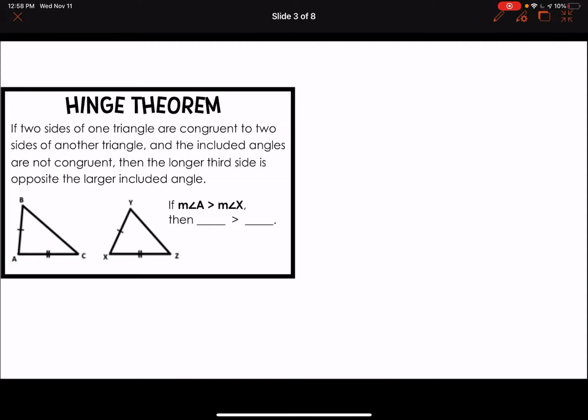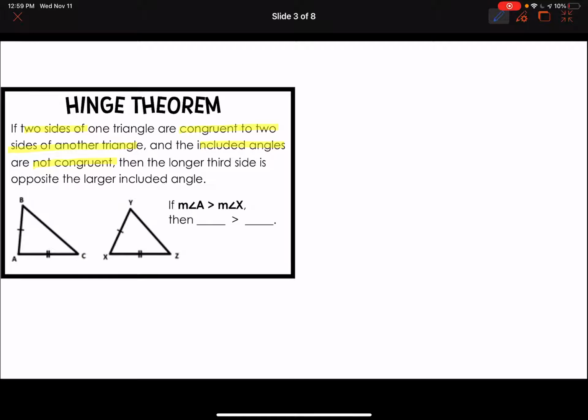So this is saying that if two sides of one triangle are congruent to two sides of another, so that has to be there. It's part of your hypothesis, and it's a necessary requirement for you to apply the Hinge theorem. And then the included angles are not congruent. Then the longer third side is going to be opposite the larger included angle. Pretty much, it's two triangles using the side length and angle measure theorems.